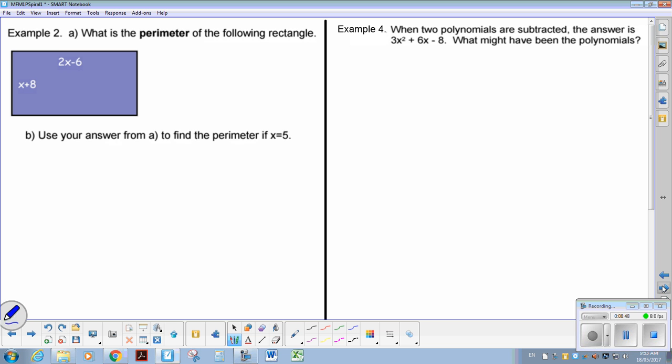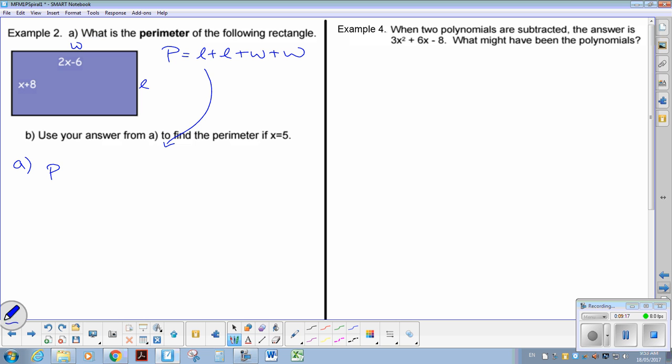Okay, last 2 examples here. What is the perimeter of the following rectangle? So, a bit of a review. What is perimeter? Well, it is length and width. So it's going to be 2 lengths and 2 widths. So length plus length plus width plus width. All right, and I'm going to end up using, let's use the space down here, and we'll do A and B down here.